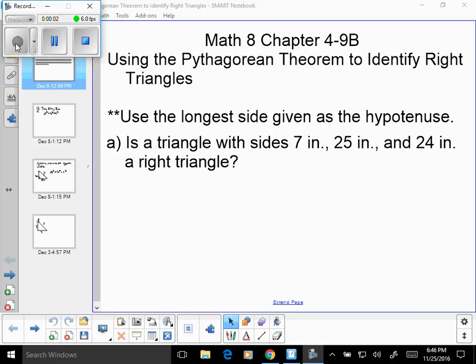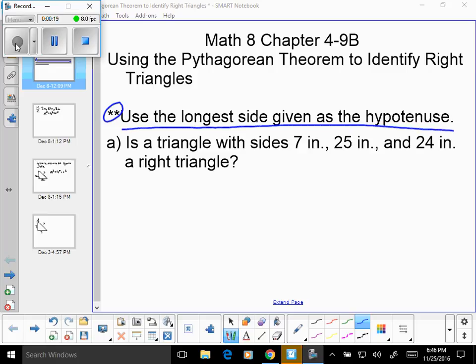Okay, class, this is our last lesson in Chapter 4, 4.9b. We are going to use the Pythagorean theorem to identify right triangles. Now, notice that there's a double asterisk here. They are going to give you three sides. We have to determine whether or not they really make up a right triangle.